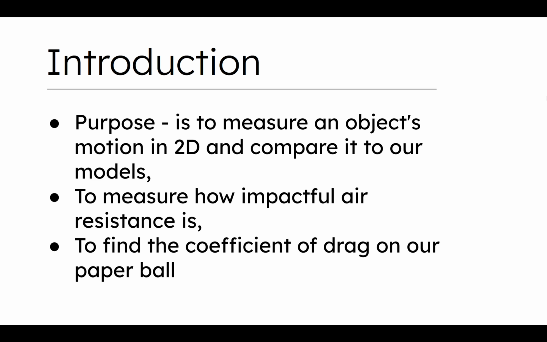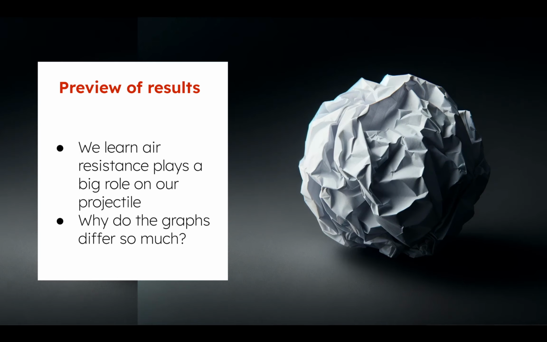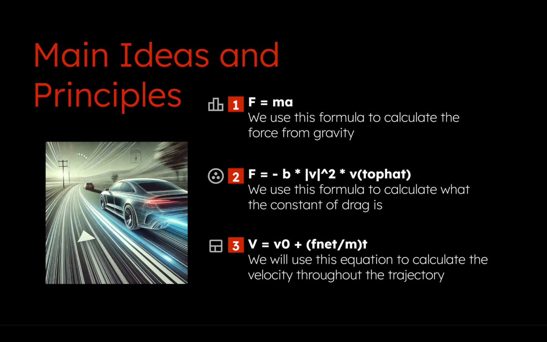Introduction. The purpose of this lab is to measure an object's motion in 2D and compare it to our models. We want to measure how impactful air resistance is, and we want to find the coefficient of drag on our paper ball. The preview: we learned air resistance plays a big role on our projectile, and we will also see why the graphs differ so much.